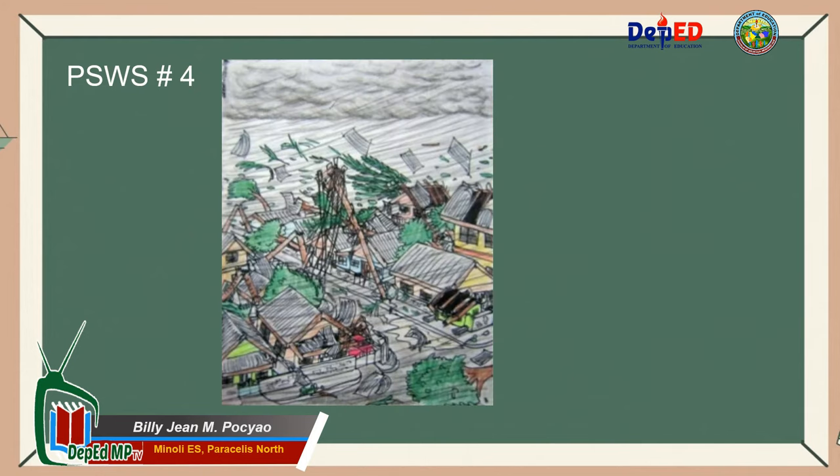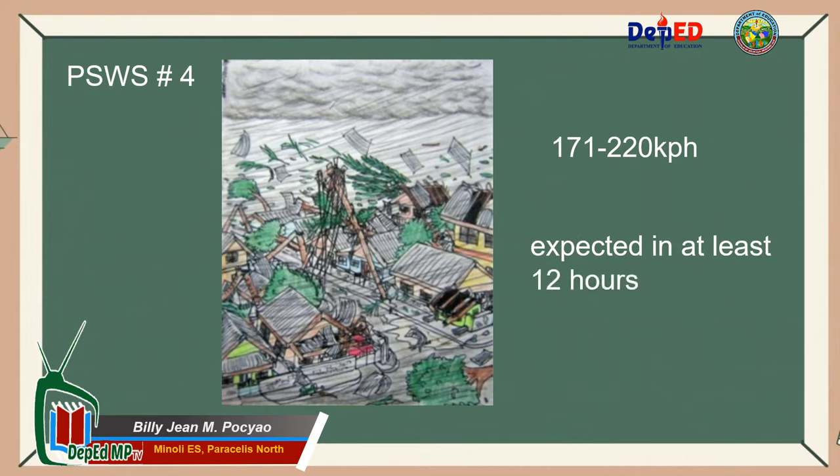Public storm warning signal number 4 has the following environmental condition. A very intense typhoon will affect the locality. Winds moving at a speed of 171 to 220 km per hour may be expected in at least 12 hours. The impact of the wind: coconut plantations may suffer extensive damage.